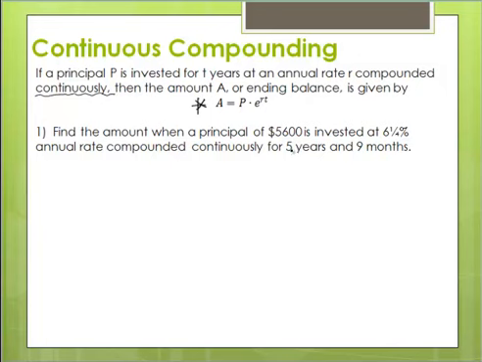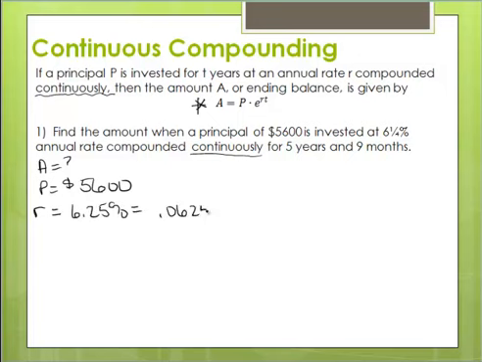Find the amount when a principal of $5,600 is invested at 6.25% annual rate, compounded continuously for 5 years and 9 months. Okay, so we're looking for A again. P is going to be $5,600. R is 6.25%, or 0.0625. Compounded continuously, so we know we use this formula, for 5 years and 9 months.